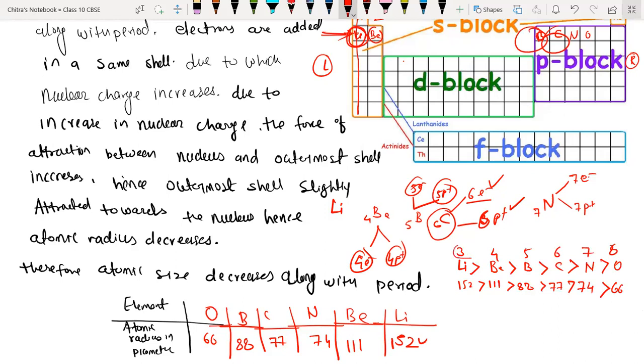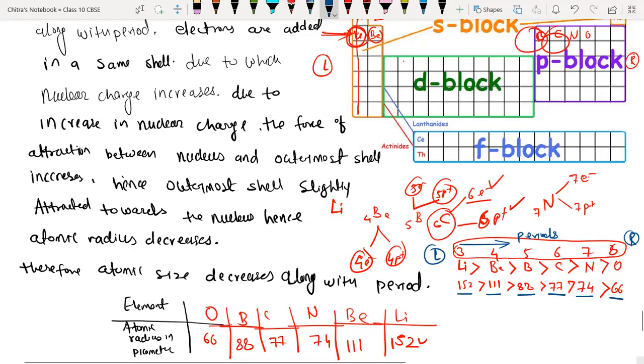These elements belong to the same period. Here this is the left side and this is the right side, so we are moving left to right along the period. Along the period, atomic radius decreases all the time: 152, 111, 88, 77, 74, 66. So this is the example for decrease in atomic radius along a period.